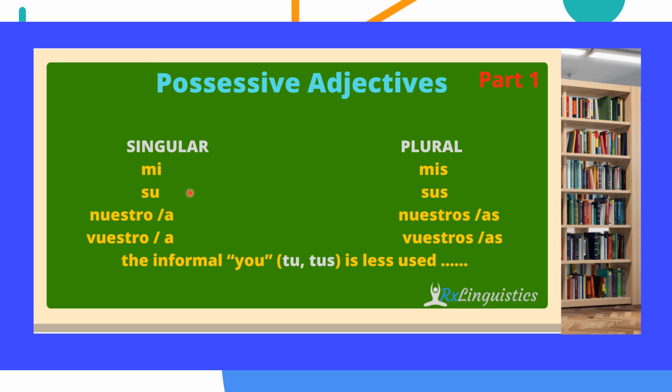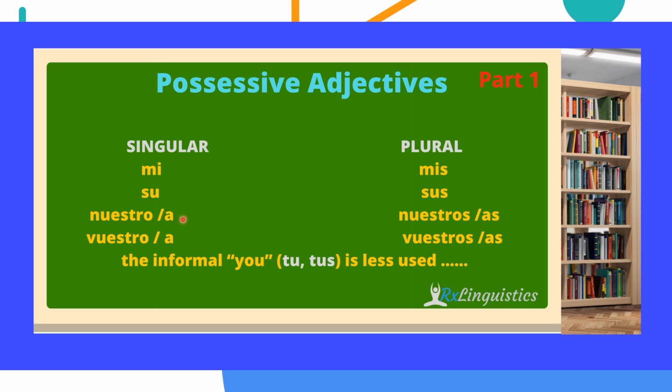his, her, and their. So su is the most used among the possessive adjectives. It represents your, his, her, its, and their. It's like the possessive adjective their, T-H-E-I-R. Nuestro or nuestra is our.